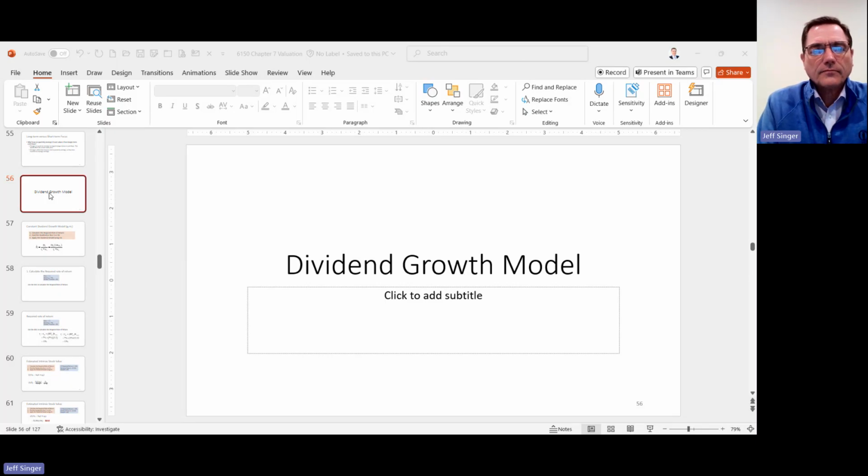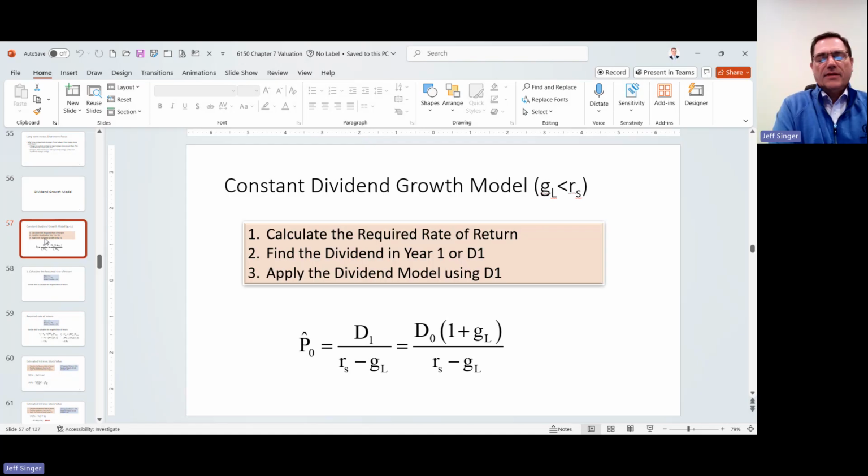So as you can see on the screen here, we've got the dividend growth model that we're going to look at. This is for companies that are generally paying a dividend. They pay dividends based on the stability of their earnings or the size of their company. And sometimes investors only care about what they're receiving from the company in terms of a return, and that's how they're going to value it. So it's another method, and this is the way you do it.